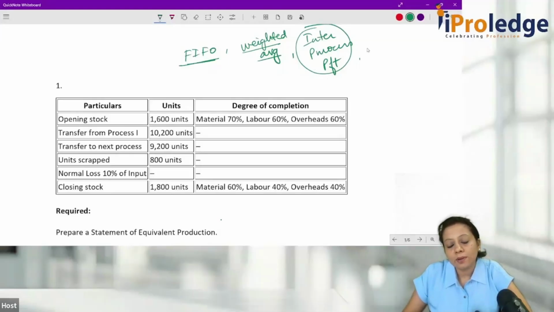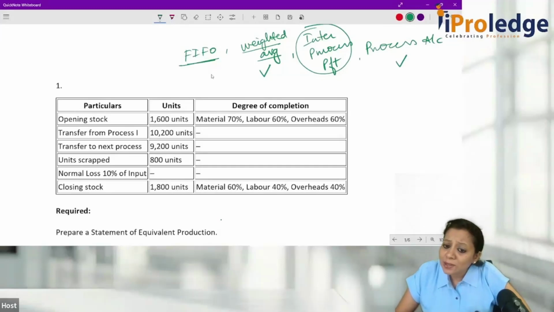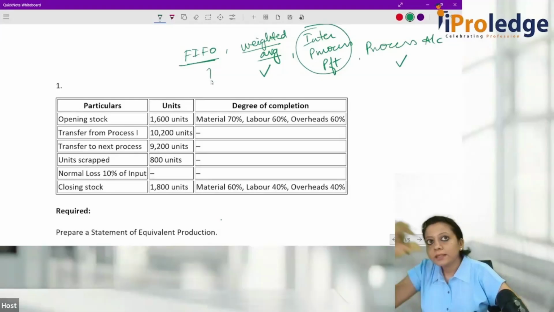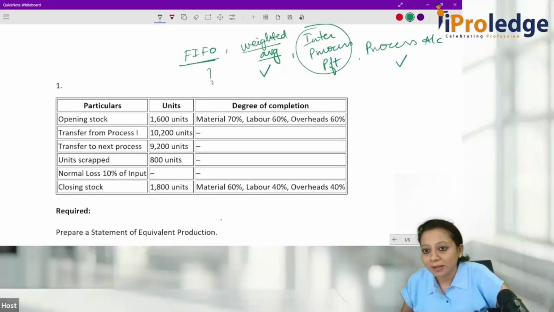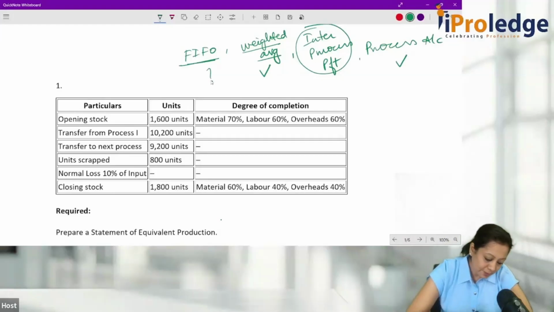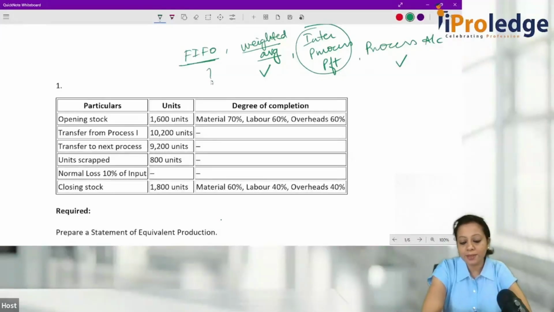And then one more is a past exam question, process account. This could be one of the questions that could come, because so far they have not tested FIFO in recent years, but they cannot ask the full FIFO question for 7 marks. So the statement of equivalent apportionment, I will take you through that once again. Then it will be good enough. Inter-process profits, that also we will now start.